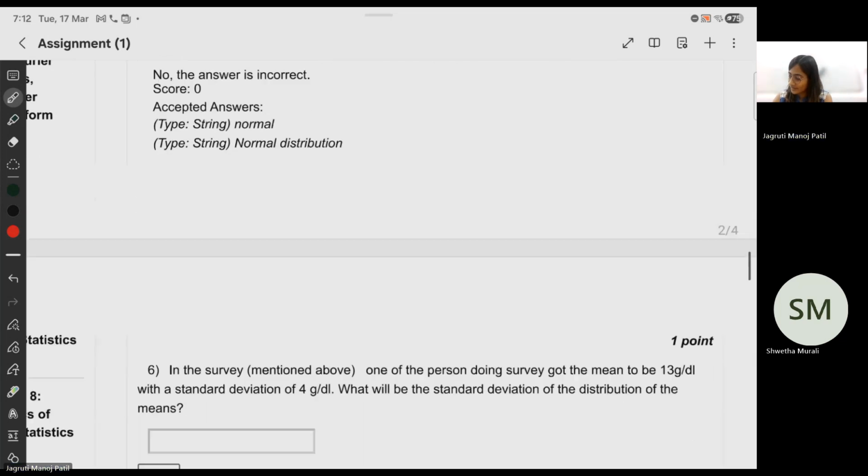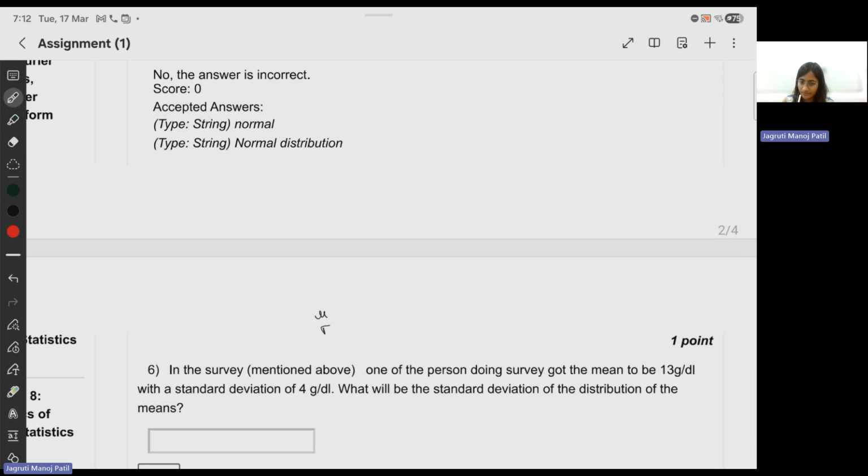Okay. And in the survey mentioned above, one of the people doing the survey got the mean to be this. So you have the mean, you have sigma. What will be the standard deviation of the distribution of means? Hmm, interesting. Any ideas for this one?